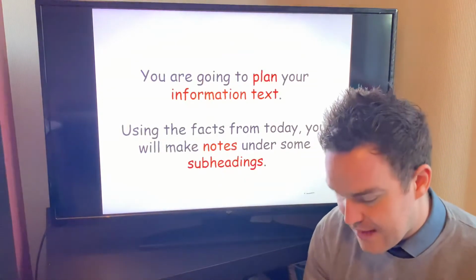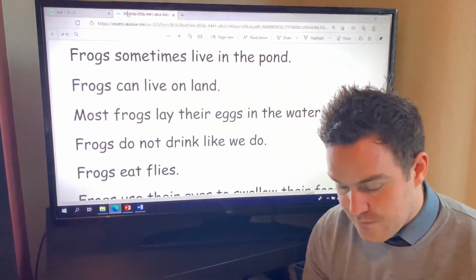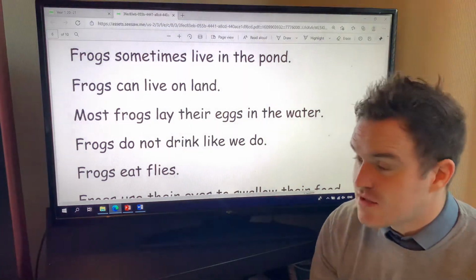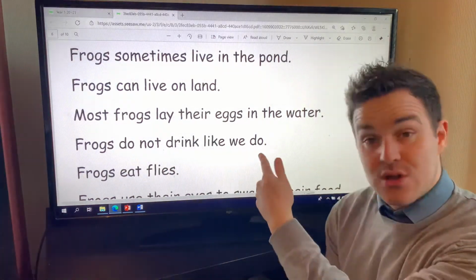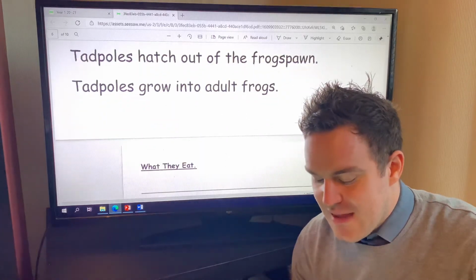Okay, so you're going to plan your things. So let me show you the sentences that you have. You have these sentences here. One, you have to read them, and you can cut them up. You don't need to write them. Maybe cut them into strips first, or you can sort them on the screen. Maybe you can come up with your own little code. Have a read of them and think, where do they go?